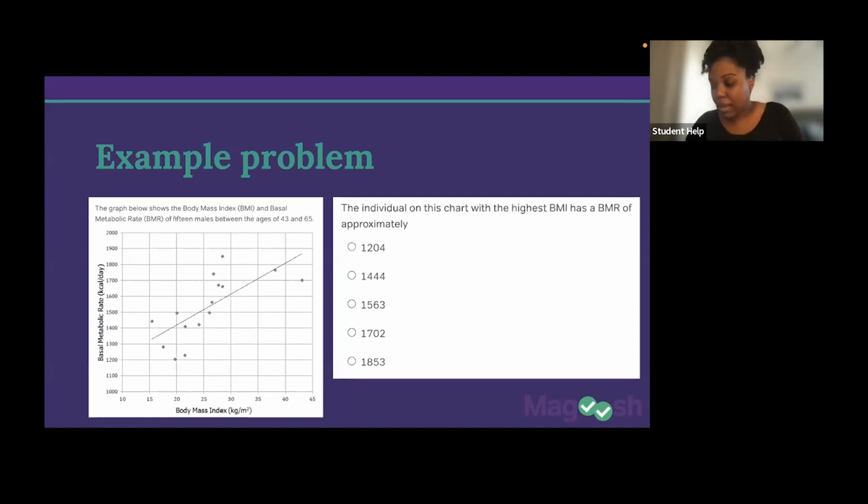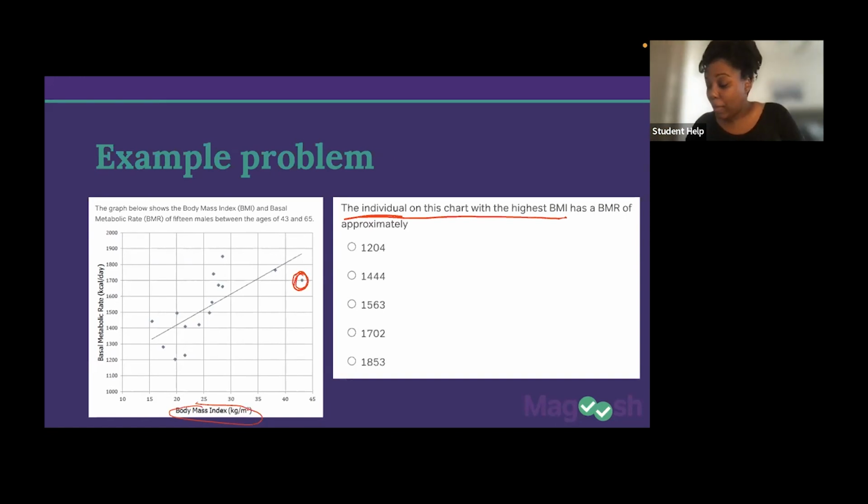So let's talk briefly about it. It says the individual on this chart with the highest BMI. So I'm going to stop there. What data point is the individual on this chart with the highest BMI? Well, BMI is here, right? And the data points represent BMI. So it's this data point way over here that has the highest BMI.